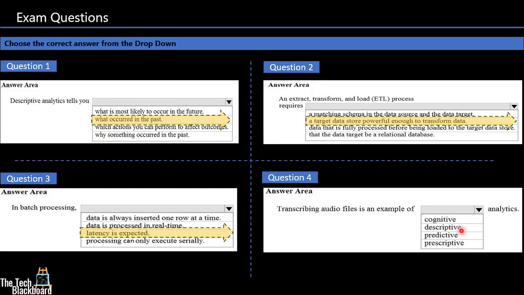Let's move to our fourth question. It says transcribing audio files is an example of dash analytics. As I told before in the first question, descriptive means what's happening. Predictive means that we are analyzing what will happen. So we are making a prediction. Then prescriptive means what action should we take. Now, if you look at transcribing audio files, it has nothing to do with descriptive, predictive, and prescriptive. So the obvious answer is cognitive.